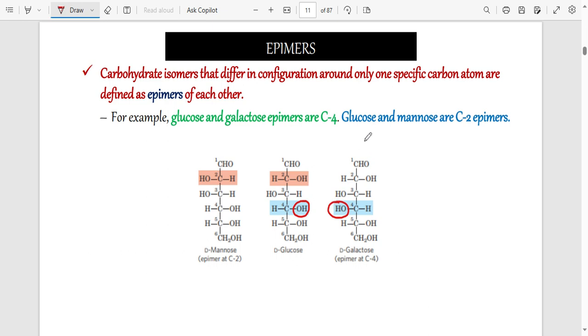But glucose and mannose are also epimers, but they are epimers at carbon number 2. For glucose, the OH is on the left, but for mannose, the OH is on the right. So epimers are not the same as isomers. Of course, they are isomers, yes. But to be specific, if they just differ at one point, they are known as epimers. Are we good so far?